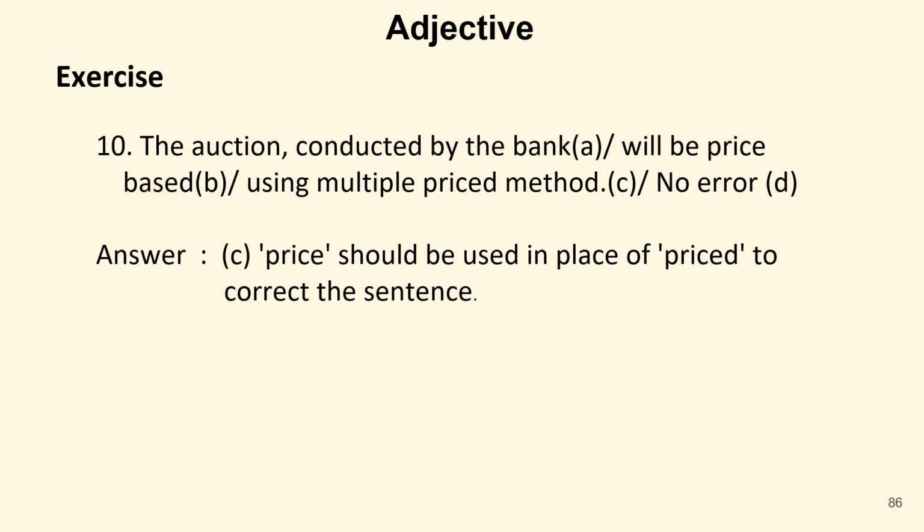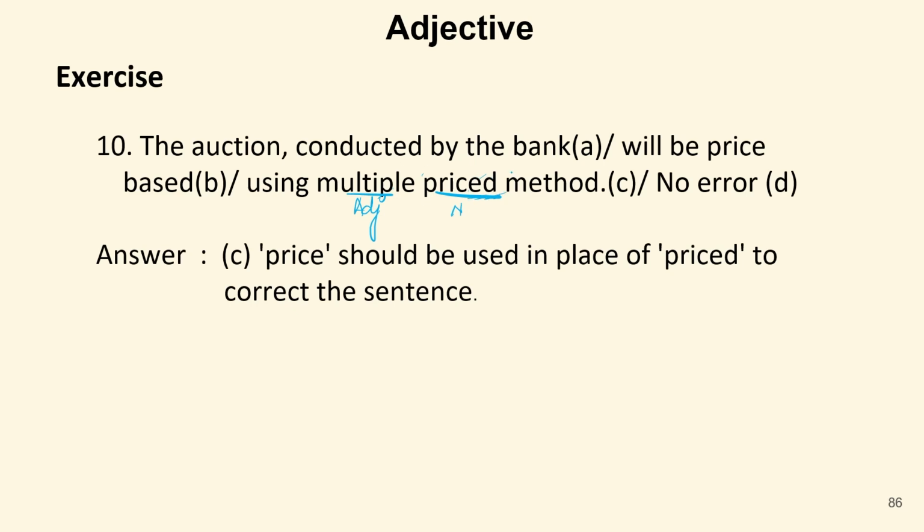Again, here it is written priced. Priced is basically a participle, or priced is not a word. Basically, we need a noun to qualify it, and multiple is an adjective. We need a noun for a qualifier. A noun is qualified by an adjective.